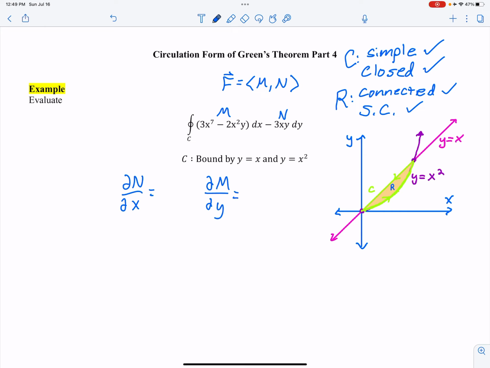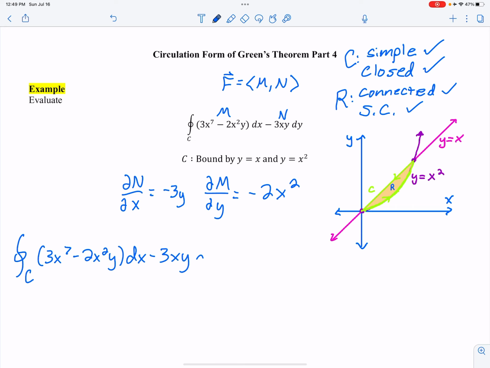So we take N and we differentiate it with respect to x. I get negative 3y. I take M and I do it with y. The first term goes away, and then I just get left with a negative 2x squared. All right, so Green's theorem, I'm going to rewrite my problem. The integral over C of 3x to the 7th minus 2x squared y dx minus 3xy dy is equal to the double integral over region R. And then I just subtract these things, so it's going to be negative 3y plus 2x squared dA.